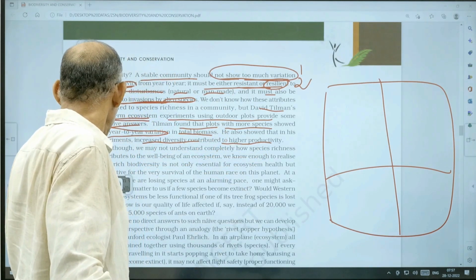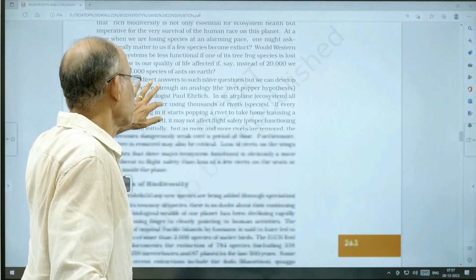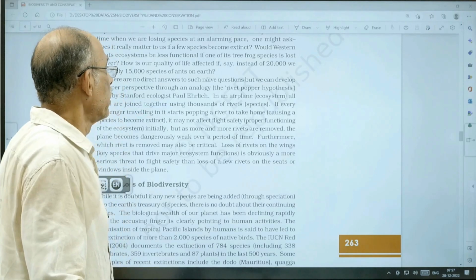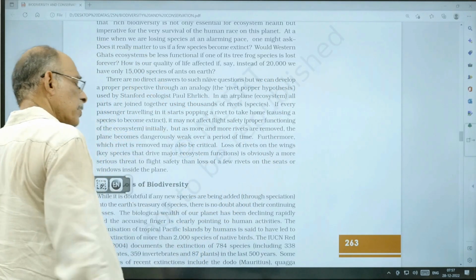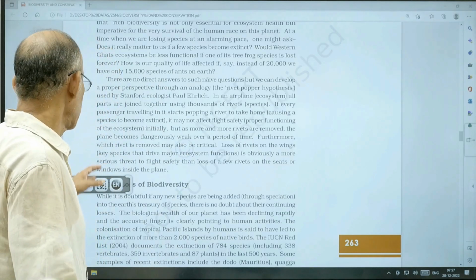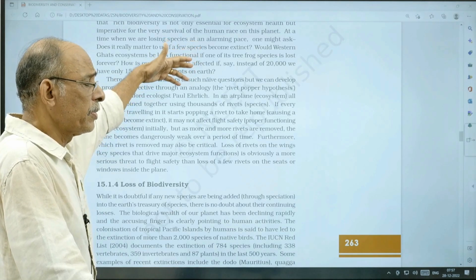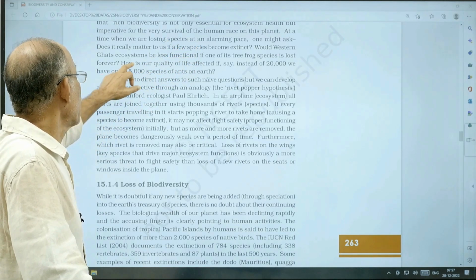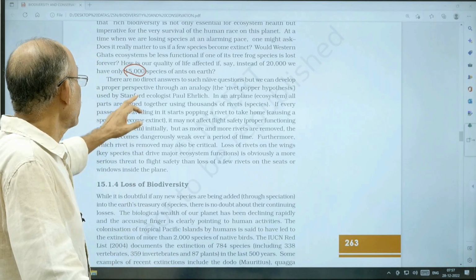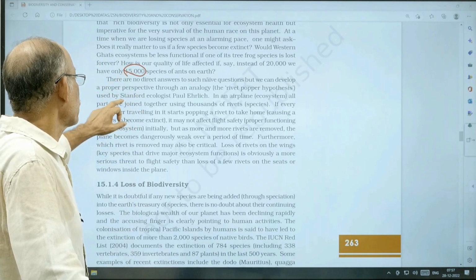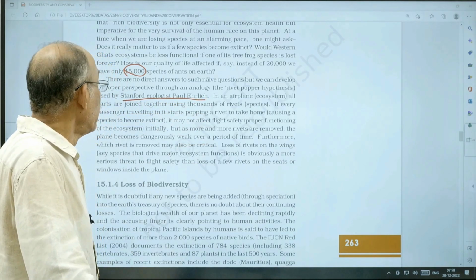Now, what will happen? What is the necessity for so many species of plants and animals? Instead of having at least 20,000 ants, why? Suppose we had only 15,000 ants. What will happen to Earth? The answer to this question is given by Stanford ecologist Paul Ehrlich.